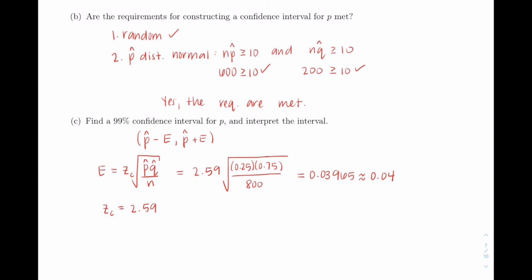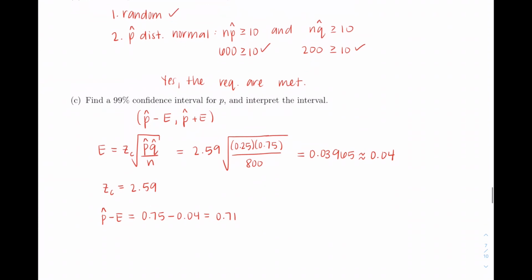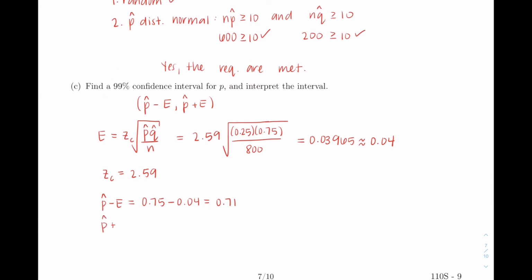Now I can actually go back up and find the confidence interval. First I will find P hat minus E. We found P hat in the beginning. It was 0.75. So 0.75 minus our margin of error gives us 0.71. Then we have P hat plus E, which is equal to 0.75 plus 0.04, and this is 0.79. So our confidence interval ranges from 0.71 to 0.79.